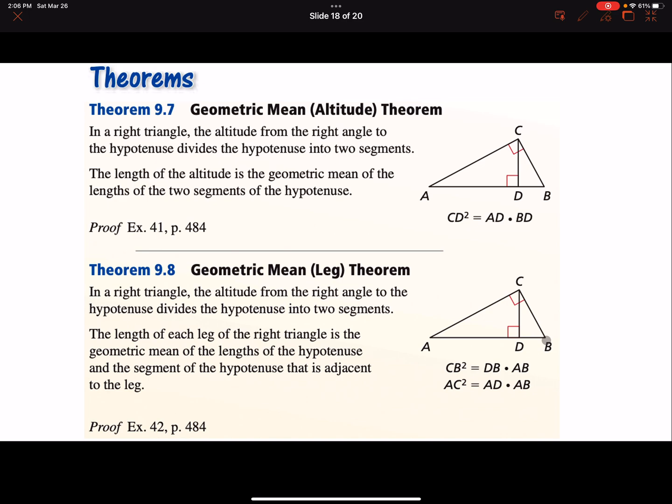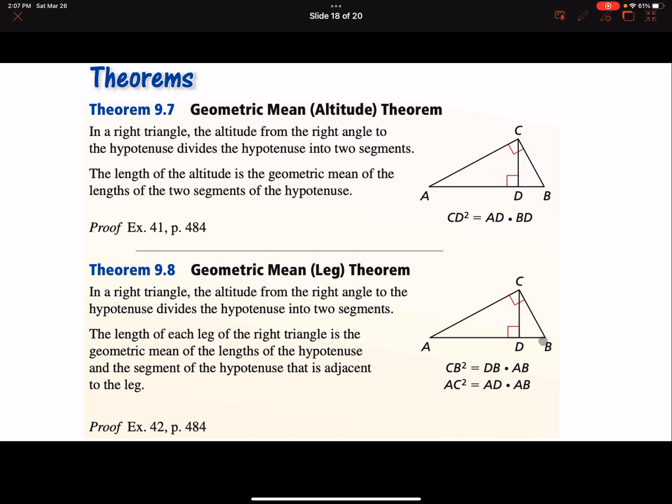Depending on which leg I want to find, let's say I want to find CB first, okay? Notice how this segment BD is adjacent to the leg I'm trying to search for, that I'm trying to find the value of, CB. Because BD is adjacent to it, I can take BD and multiply it by the entire hypotenuse, meaning I'm finding the geometric mean between this small segment and the whole hypotenuse in order to find CB squared.